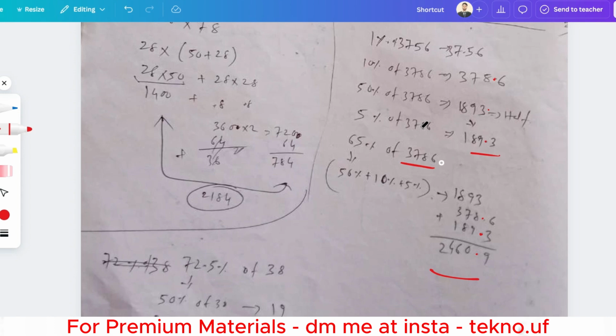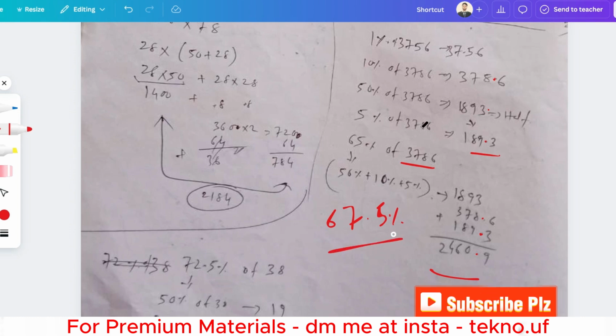And in a similar way, if anyone asks you what is 67.5% of 3756, how can you solve that? Please give the answer in the comment section, I'll love it. You can calculate this way: 50% plus 10% plus 5% plus 2.5%. So 2.5% will be half of 5%. I hope you understood.